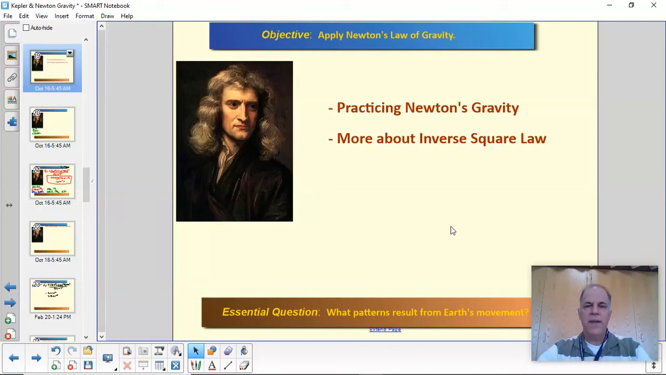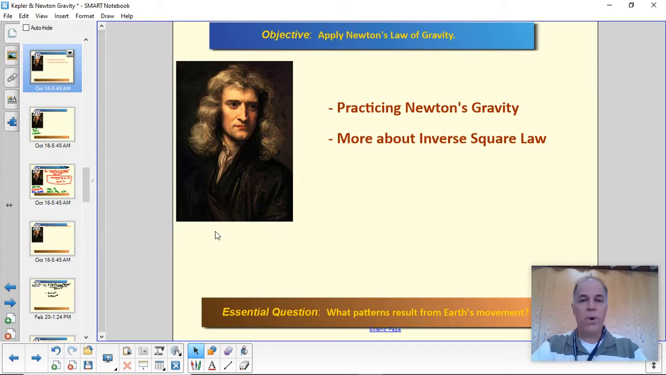Hey guys, today we're going to do a little more practice on Newton's gravity and the inverse square law. Last time we introduced both of those at the same time, so today we're going to do more practice on that. So first we're going to practice Newton's gravity, then more about that. So let's go to practicing Newton's gravity first.